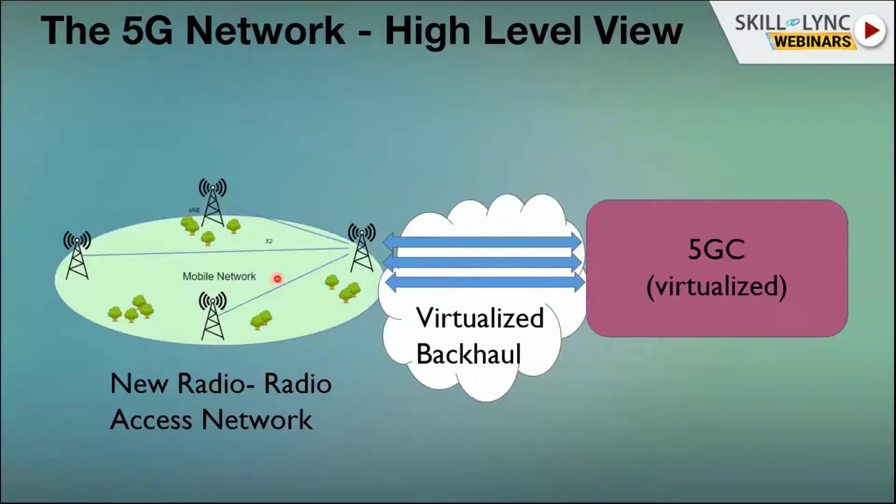Now let's talk about the architecture of the new radio. We have the 5G core, which is virtualized, so we can segregate the 5G core. We can have a different core for different types of services, and because it is based on software, we can have multiple instances as well. We have virtualized backhaul as well, so we can segregate the backhaul according to our requirements.